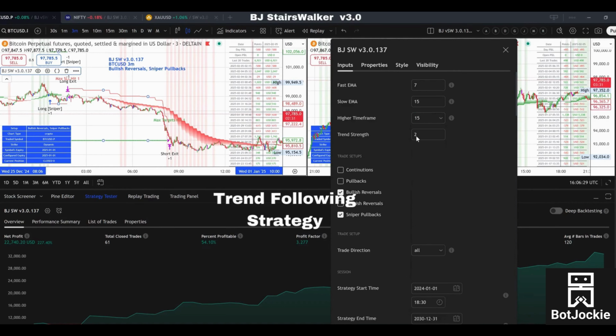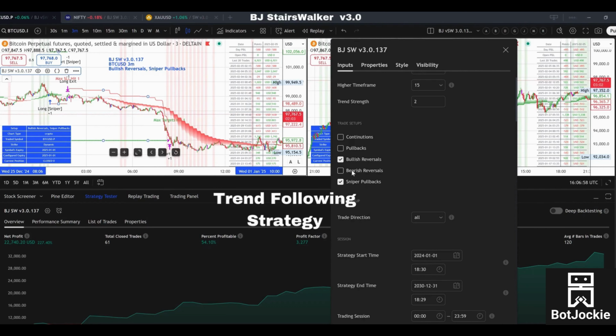Right? And then we have a few setups that we have pre-configured. These are various entry setups depending on various price action and indicator conditions, which we have developed based on a lot of research and development. These are selectable individually and they can also be combined in a single configuration, like how I have done here for the bullish reversals and something called sniper pullbacks. So this is how we can configure it.